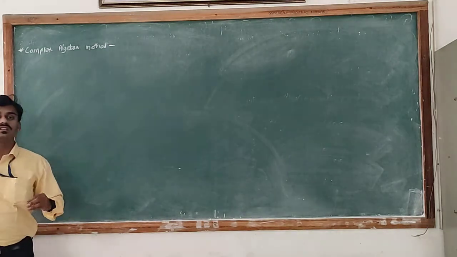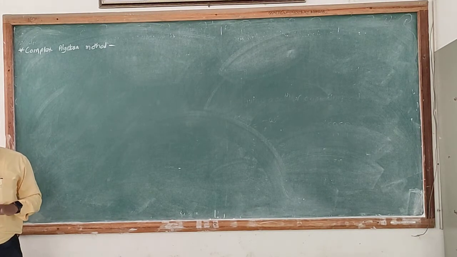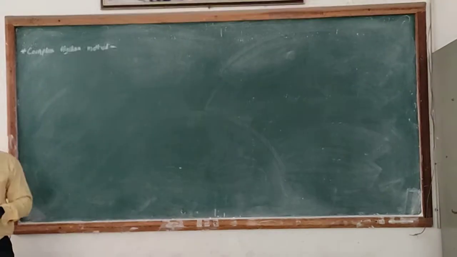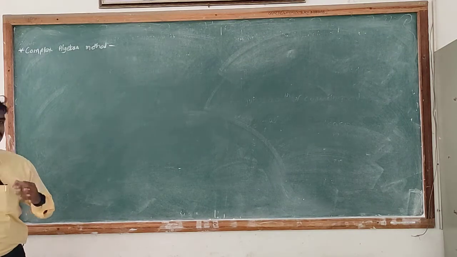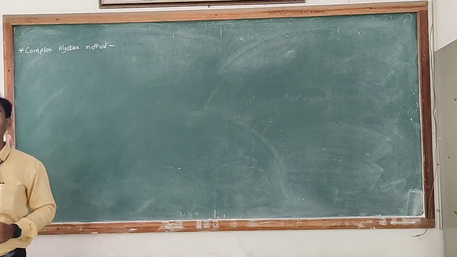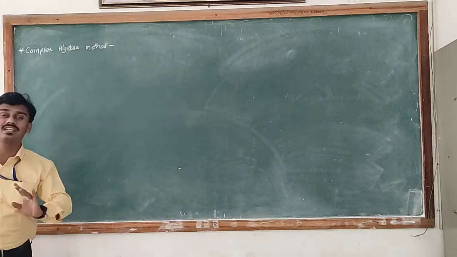In this session we will discuss how we can find the velocity and acceleration of the 4-bar chain mechanism or slider crank mechanism by using a complex algebra method. So before starting with the analytical synthesis to find the velocity and acceleration, first of all we will discuss what the complex algebra method is.